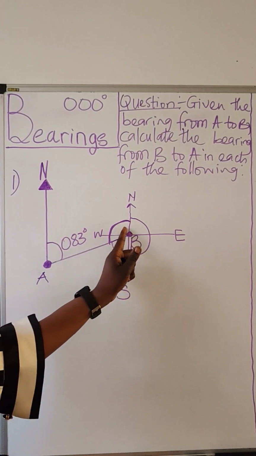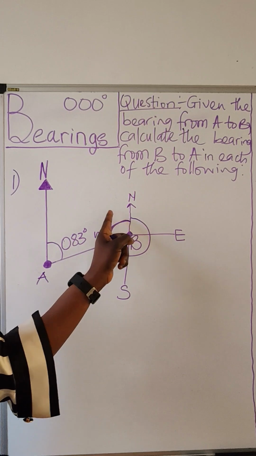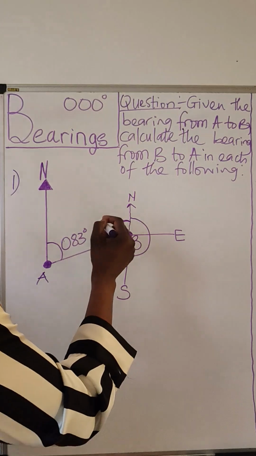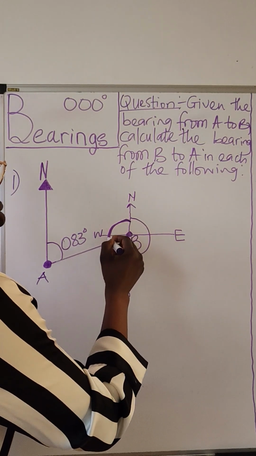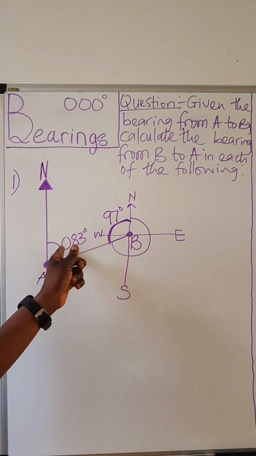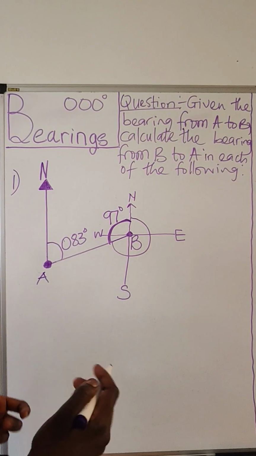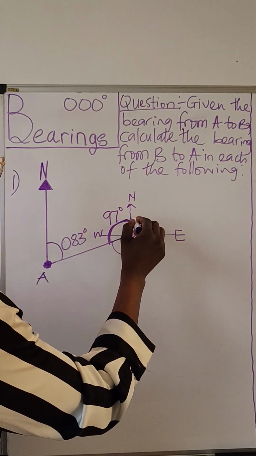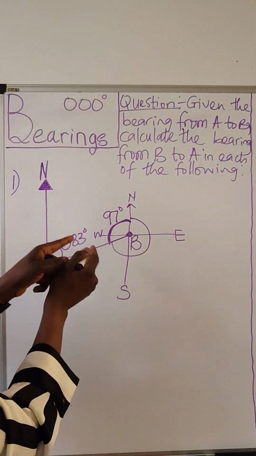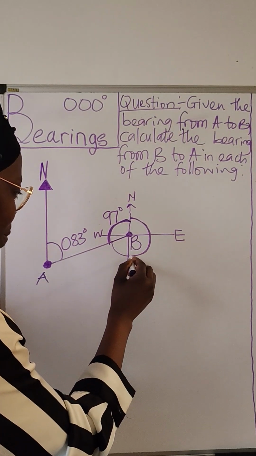So if these two angles add up to 180 degrees, it means to get the angle here, we're going to subtract 83 degrees from 180 degrees. And we have this co-interior angle to be 97 degrees. It adds up to 180 degrees. That has been established. So, now looking forward to calculate the bearing from B to A, which is what I've already mapped out here.